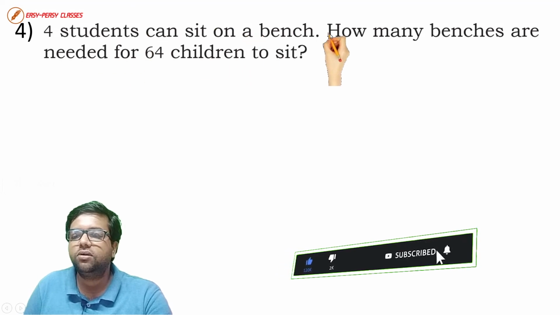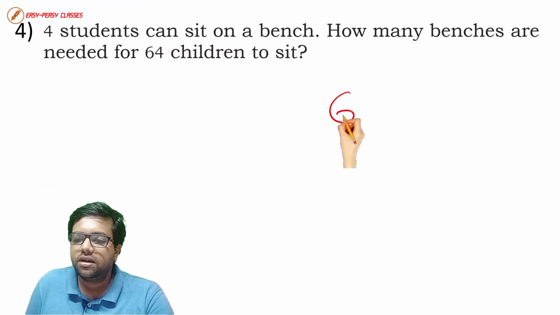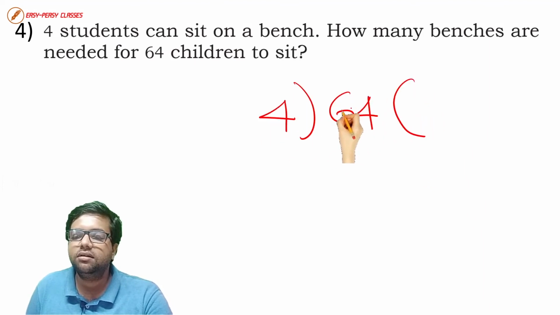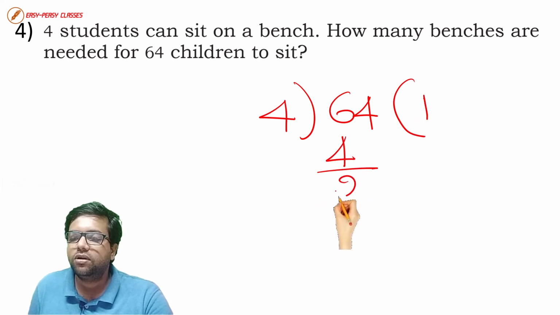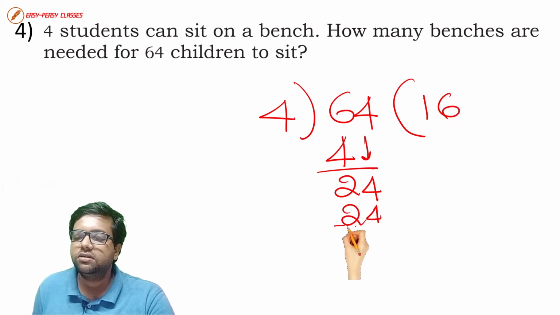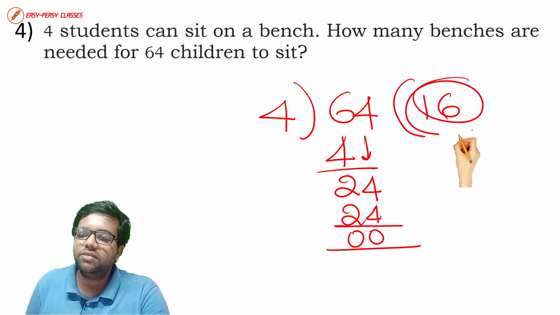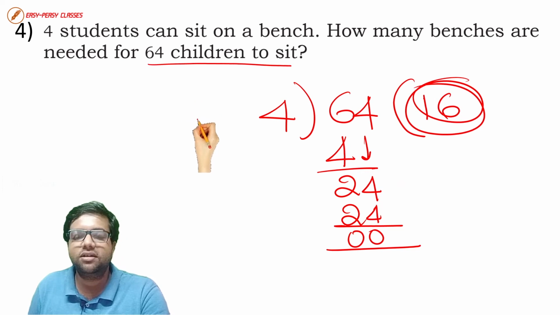4 students can sit on a bench. How many benches are needed for 64 children? If there are 64 children, each 4 children can only sit on one bench, then how many benches do we require? 64 divided by 4 is the answer. So 4 ones are 4. You're left with 2. 4 comes down. 4 sixes are 24. This is the answer. Okay, so 16 benches. You need 16 benches in order to accommodate 64 children.